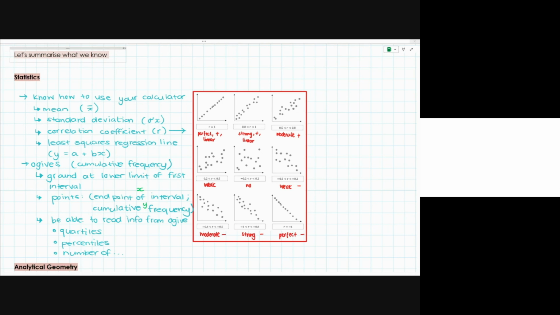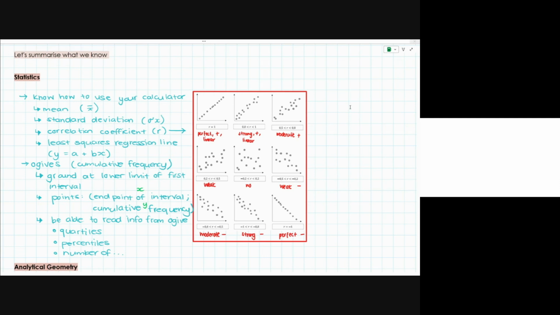Yes, I've told you exactly how to use your calculator. I put step-by-step instructions of how to calculate your mean and standard deviation, and step-by-step instructions in order to calculate least squares, the regression line, and your R value. So it's all there for you. If you don't know how to use your calculator, please go learn how to do so. That's going to be the most important thing for you.